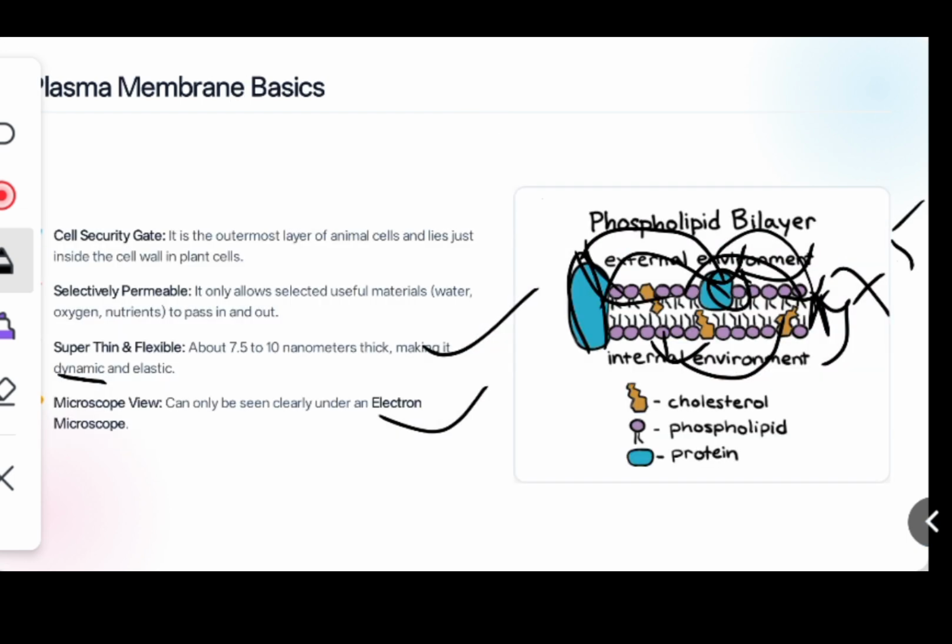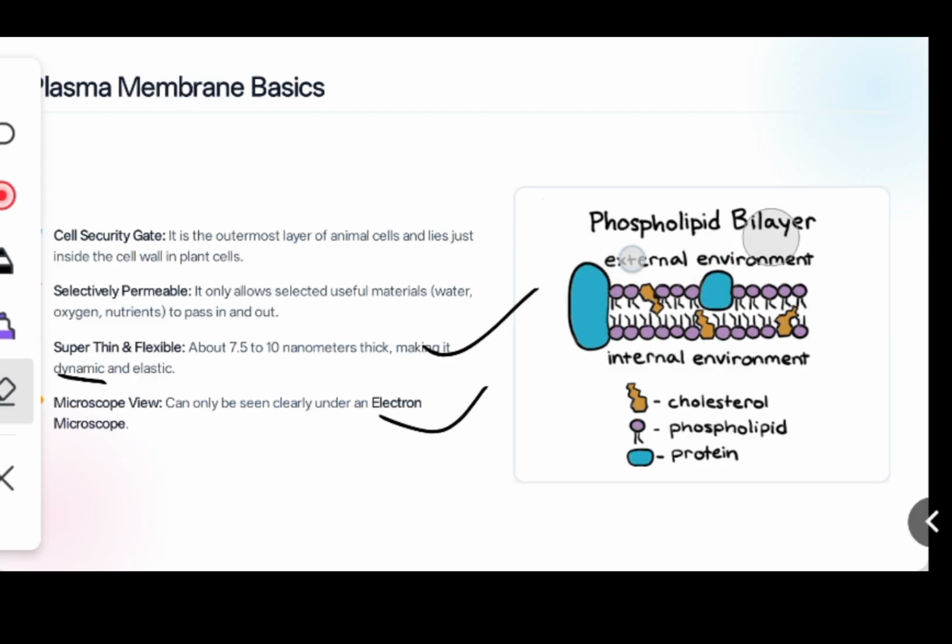This is the integral protein, which spans the two layers of the lipid bilayer. Whenever a protein spans the two layers of the lipid bilayer, that is known as an integral protein. The protein which is present in only one layer of the lipid bilayer is known as a peripheral protein.